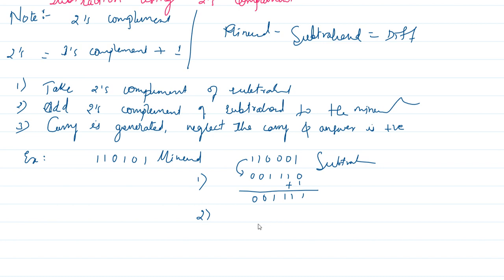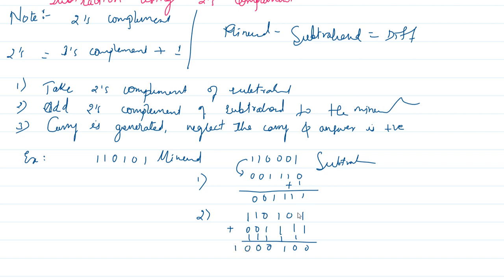What is minuend now? I write it here: 110101, plus, what is subtrahend now? 001111. This is the subtrahend. You just add it. 1 and 1 is 10, 1 and 1 is again 10. Okay, 1 1 1 means 11, correct? 1 1 means 10, 1 1 means 10, again 1 1, so put 10.